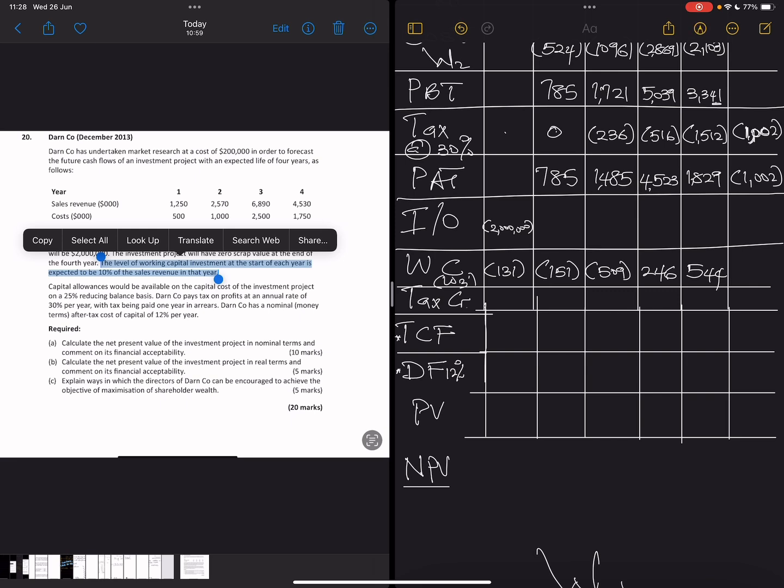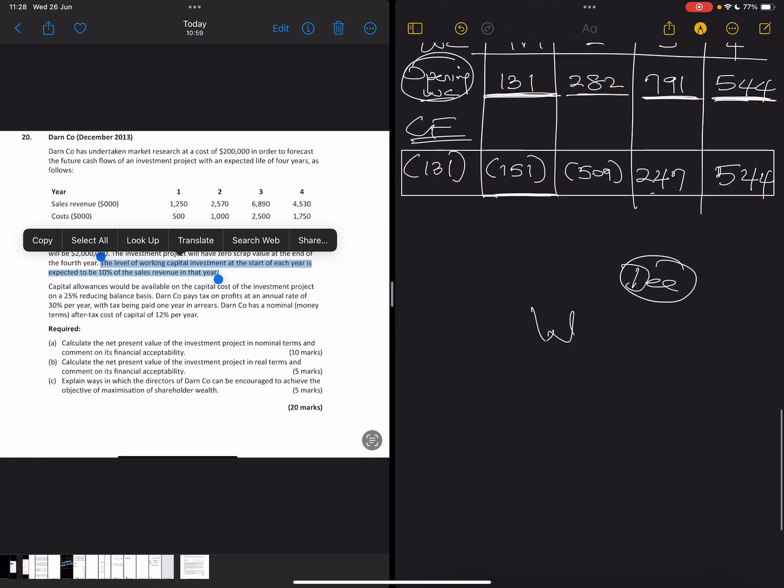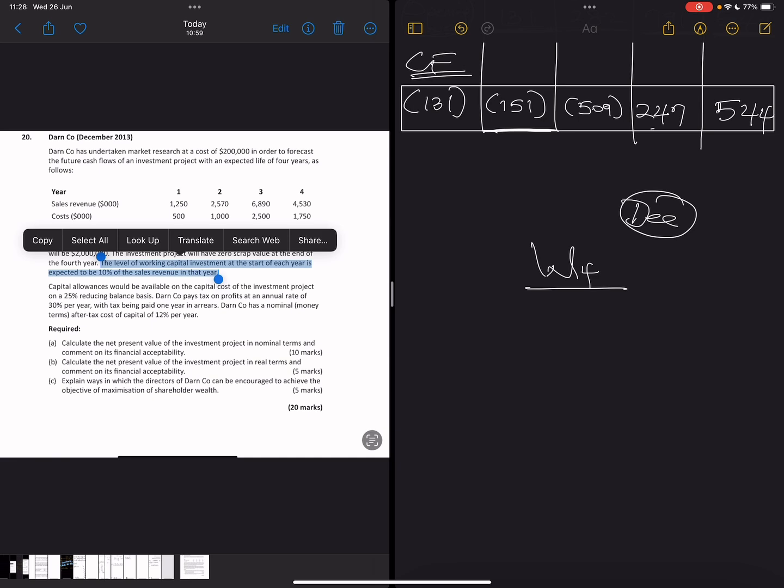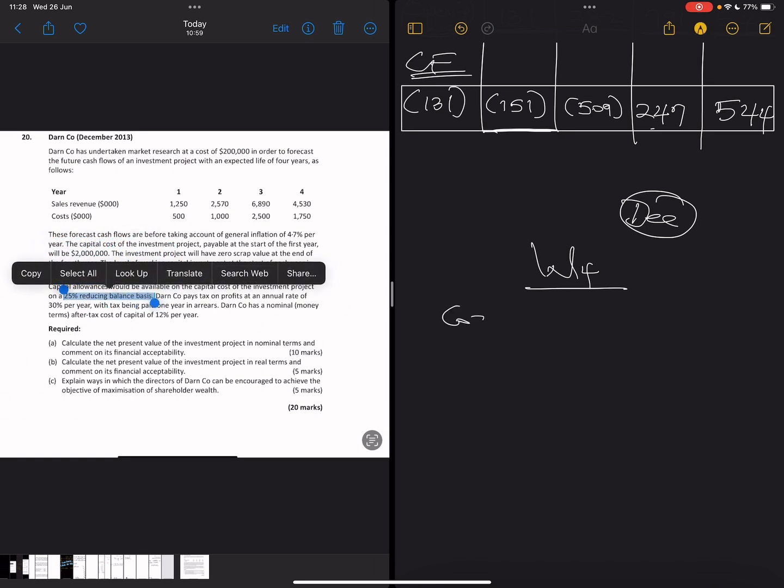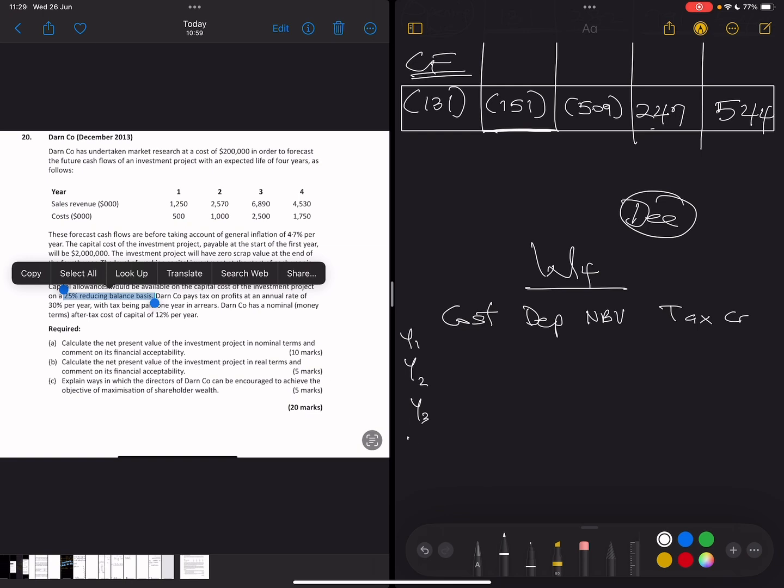Then the tax credit, let's say working 4 for that. Working 4, that's another important one. So let's do working 4 for tax. Remember, tax is about depreciation, and this is said to be 25% reducing balance. That was given. So we're going to have cost, the capital allowance, and the tax credit. I can call this depreciation so that it's pretty easy for you. So depreciation, the net book value, then I can give the tax credits in a column, which is what we really need. So year 1, year 2, year 3, and year 4.